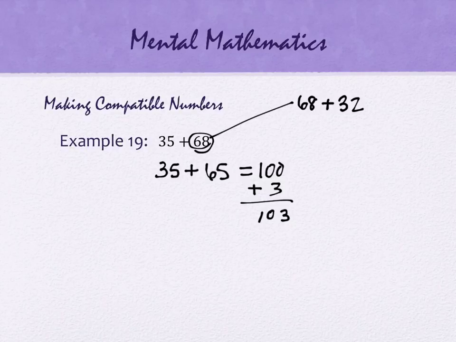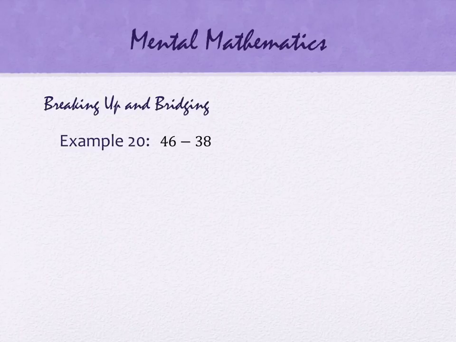All right, breaking up and bridging with subtraction. Okay, we already did breaking up and bridging with addition. Beautifully, the same thing as subtraction. So we're going to take that same 46 that we had before, and just before when we did breaking up and bridging, we added 30 to it. So we're going to subtract the 30 from it. What is 46 minus 30?